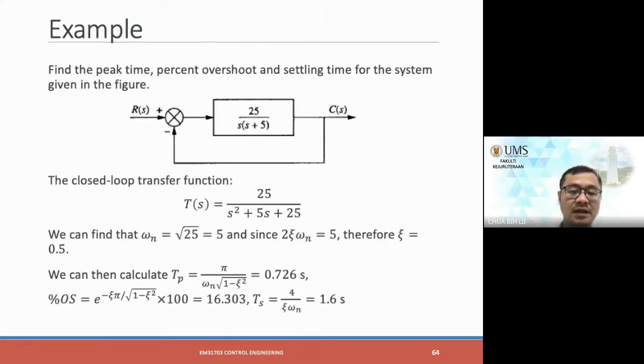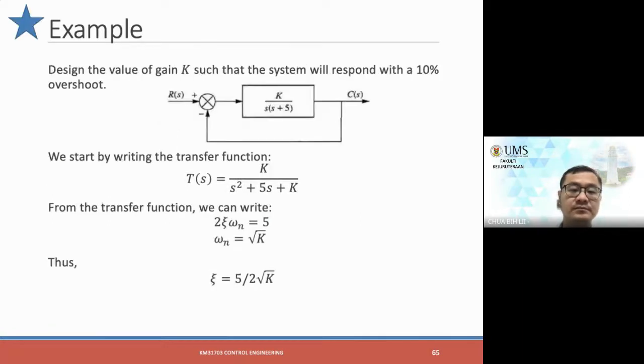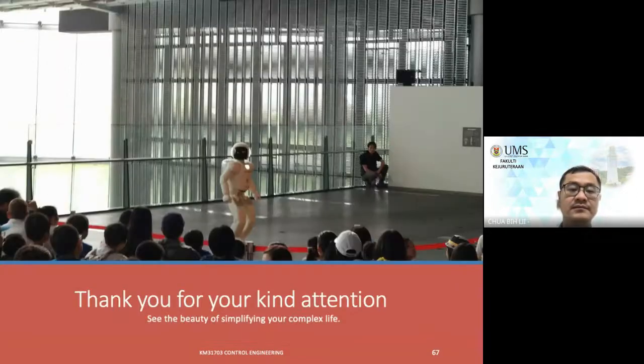Also you can try to check with these examples, how we can get the peak time, percent overshoot, and settling time for this particular closed-loop transfer function. Another example, closed-loop transfer functions, how you can get that. So that's all for today and this chapter.